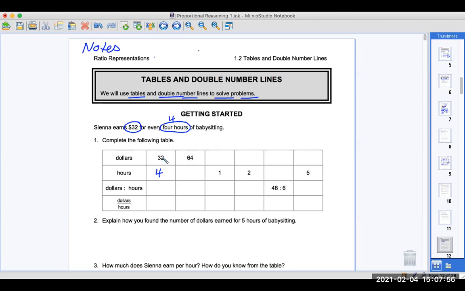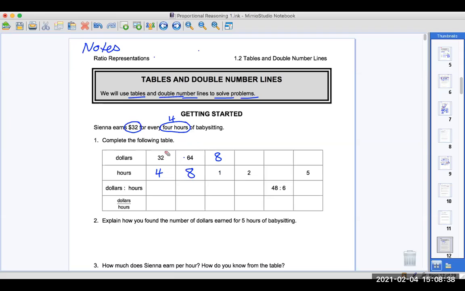If she makes $32 for 4 hours, how many hours does she have to work to earn $64? She has to work 8 because it's double. Do you see how it's twice? Or times 2. So this has to be twice as much as well. Okay. How about 1 hour? She works 4 hours for $32. So she gets $8 for 1 hour because this is a fourth. So you're dividing this by 4.